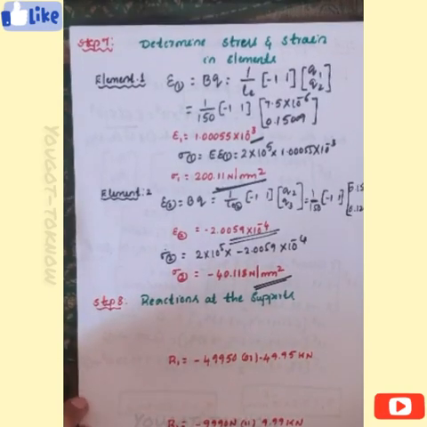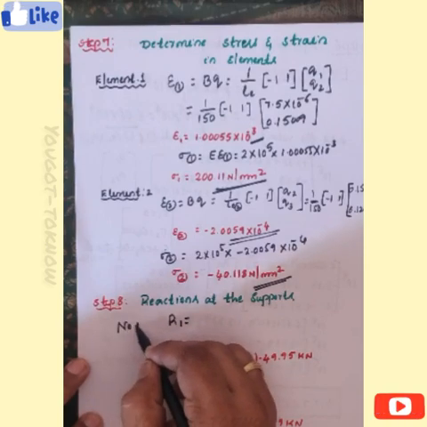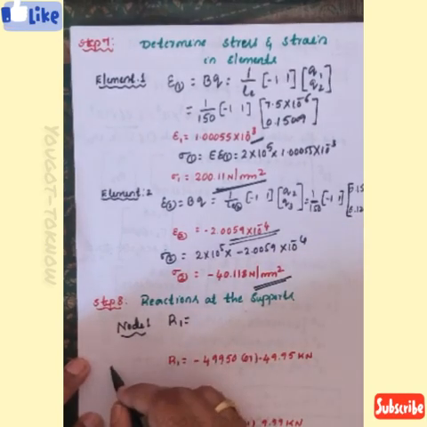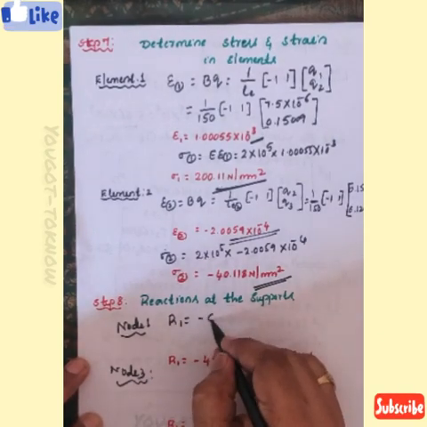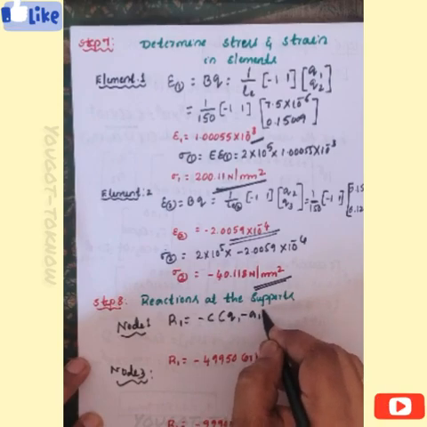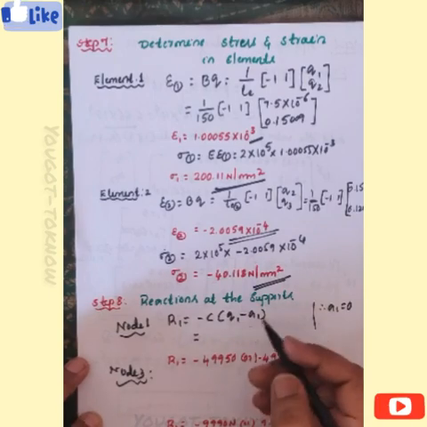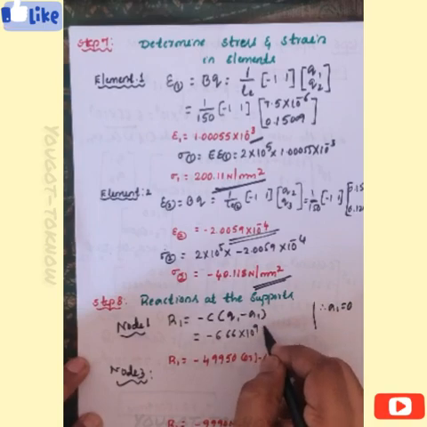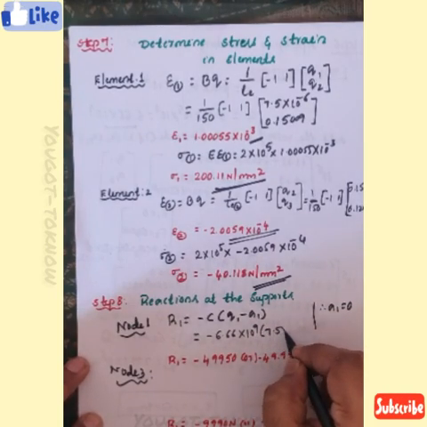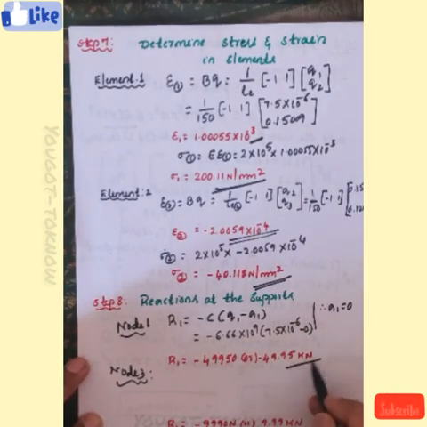Now after this, how to calculate your reaction? The formula will be the same. What is the reaction force? You are going to get it at node 1 and node 3, because those two nodes are fixed. R1 equals minus C into Q1 minus A1, but in this problem A1 is 0, because there is no initial displacement. Minus C1, that is minus of 6.66 into 10 power 9, Q1 is 7.5 into 10 power minus 6, and A1 is equal to 0. We are going to get 49,950, or we can write 49.95 kilonewton.